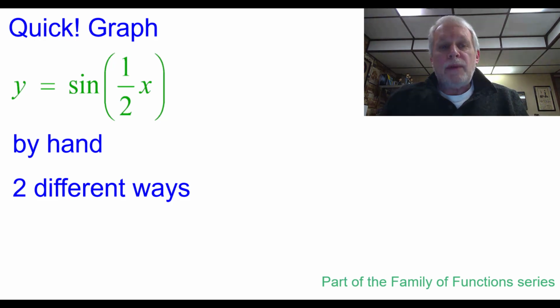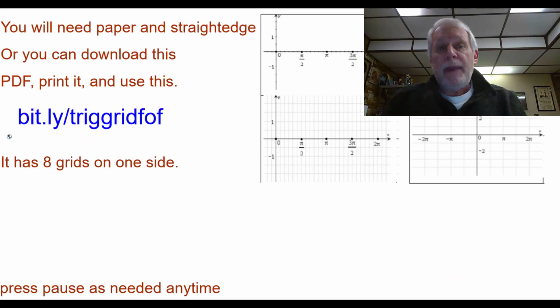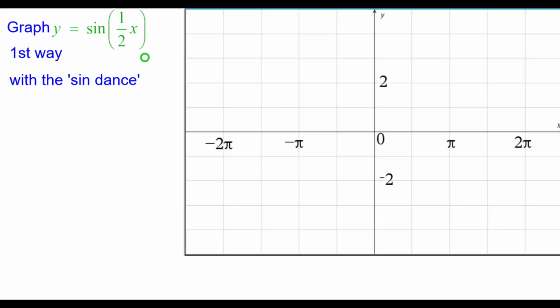Quick, graph y equals the sine of the quantity 1/2 times x by hand 2 different ways. This is part of the family of functions series. You will need paper and a straight edge, or you can download this PDF and print it. Press pause as needed anytime during the video. Graph y equals the sine of the quantity 1/2 times x.